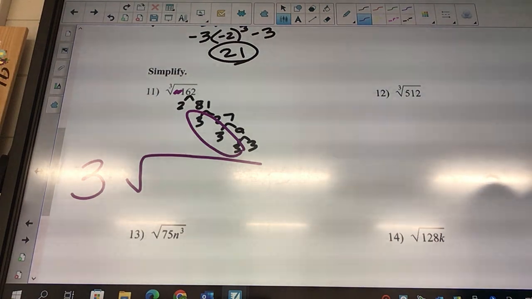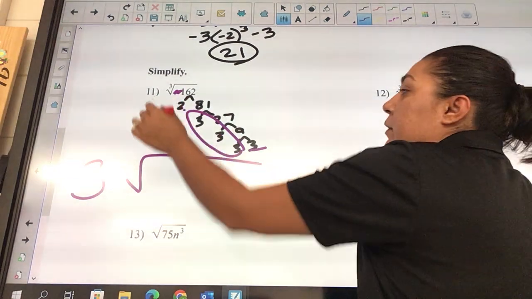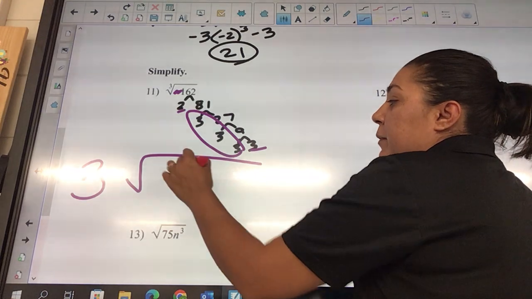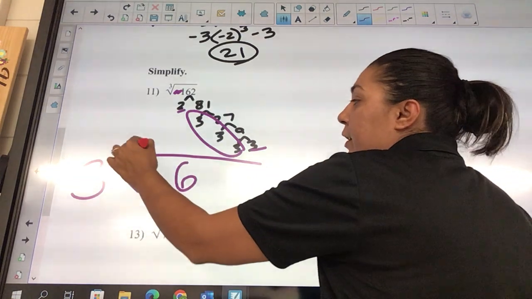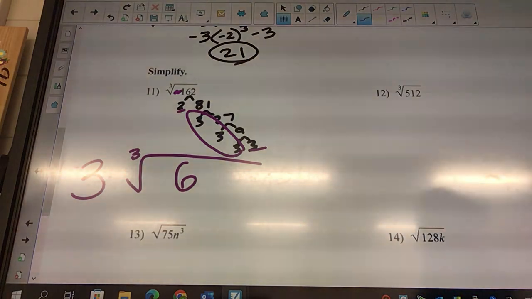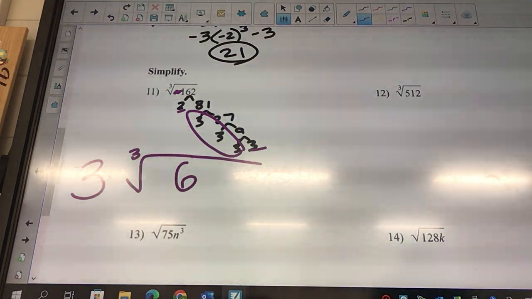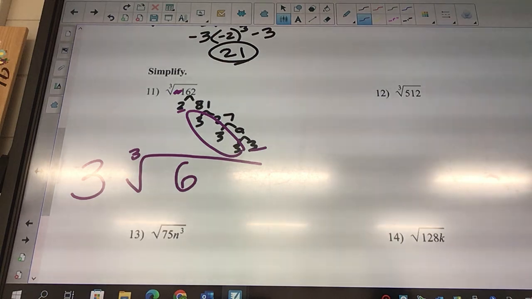2, what else? And 3. And the 3. And what do you do with those? You multiply them, so it's going to be 6 on the inside. Okay, and don't forget your little baby 3 right here. Forgot about that, baby. That's it.